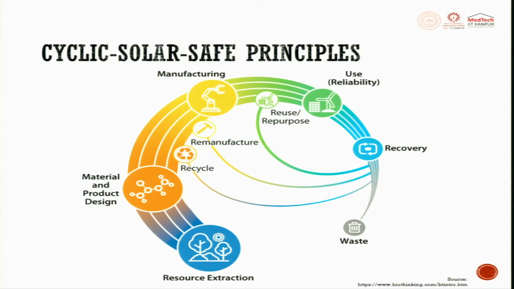So if I try to plot the CSS system, the cyclic solar safe system, this is something known as the comet circle, or it is a circular system in which the resource is extracted, the material and product goes as a design and manufacturing happens. Here come the use and reliability. After the use, the recovery could happen in multiple phases or multiple ways. First is reuse of the component. The powders which are collected in the powder bed fusion method are reused, reuse of the powder, repurpose.